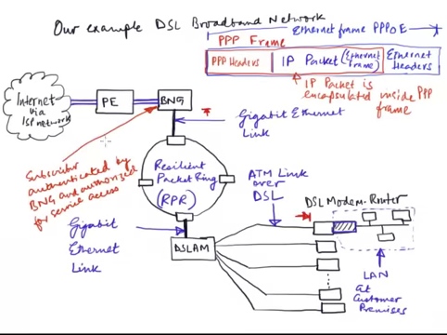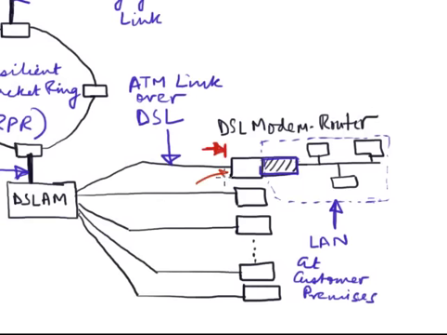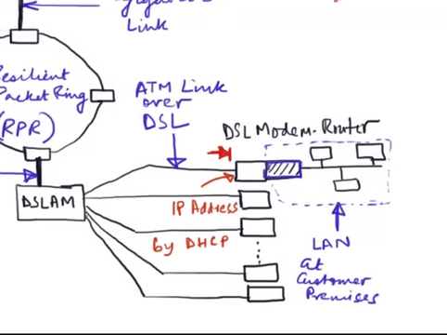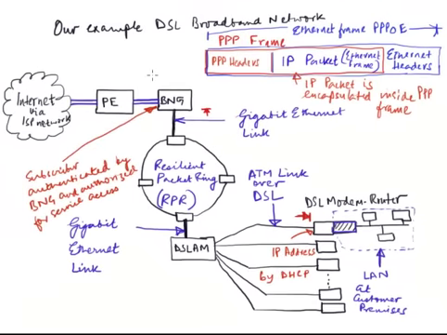After BNG performs authentication of the subscriber and authorizes service access, the DSL modem typically receives an IP address on its WAN interface via DHCP. The DSL modem can also receive an IP address by other means, such as from a static pre-configured list. Recall that the modern DSL modem also has a router function that manages the LAN side.